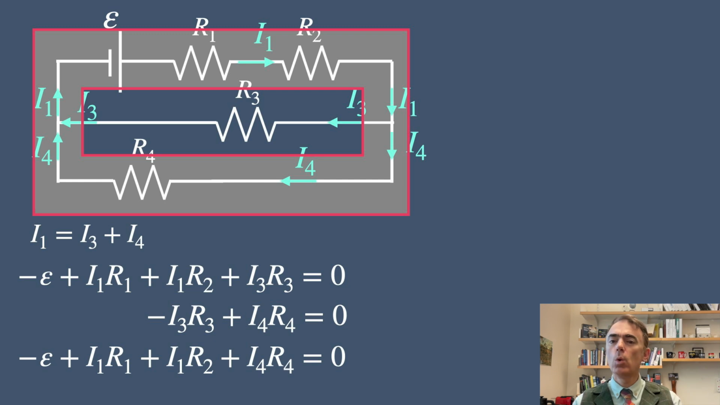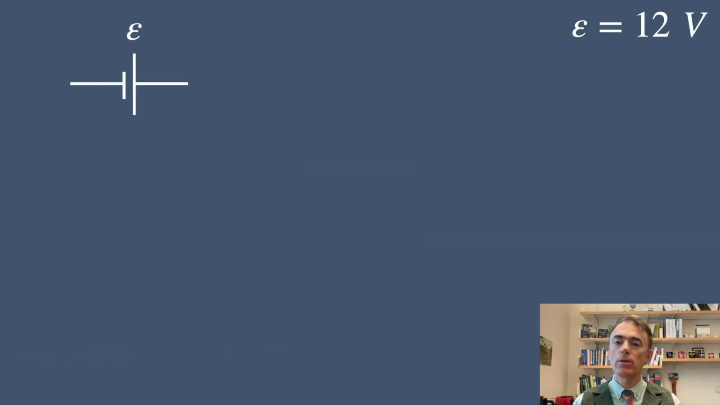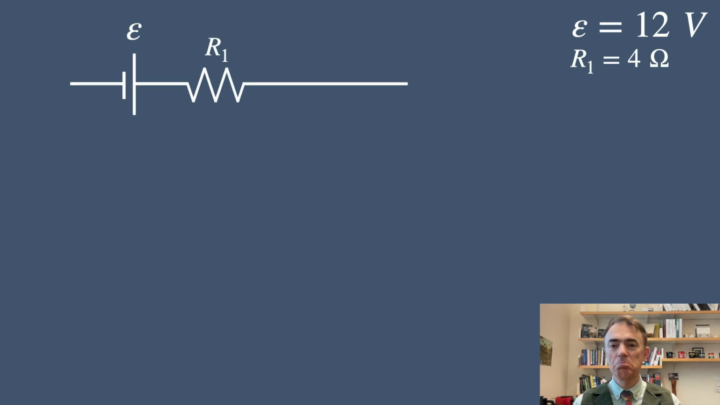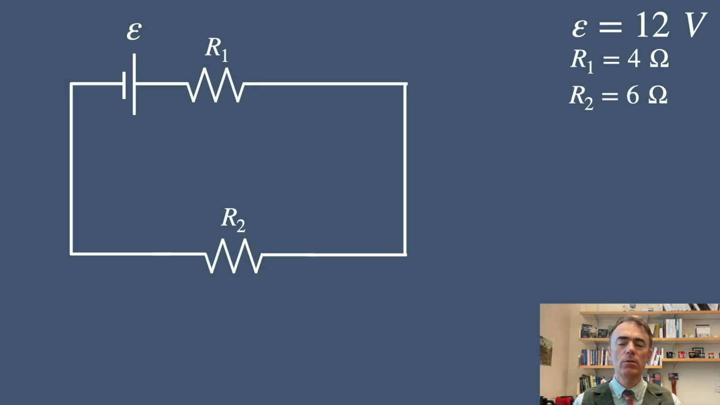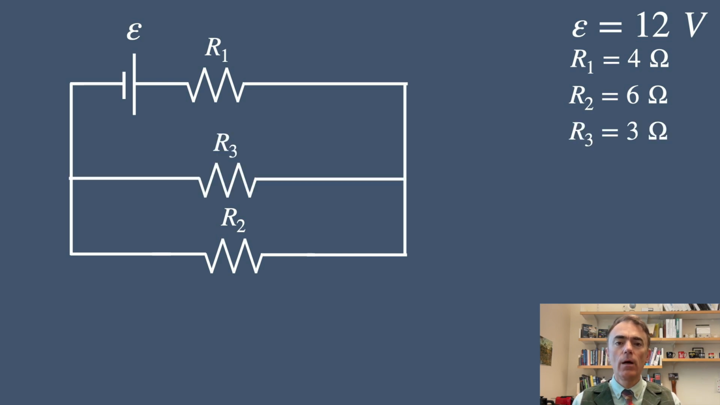After setting up all the necessary equations, you will likely have a system of linear equations. Solve them for the unknown currents and voltages. For example, let's consider a circuit with a 12-volt battery, two resistors, 4 ohms and 6 ohms, and a resistor of 3 ohms that is part of a second loop. The current directions are chosen as I1 through R1, I2 through R2, and I3 through R3. Let's go step by step to solve this circuit.